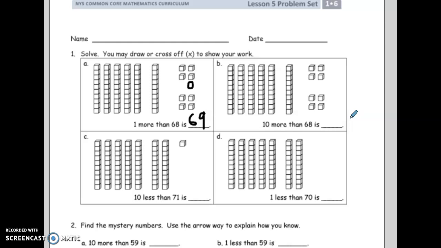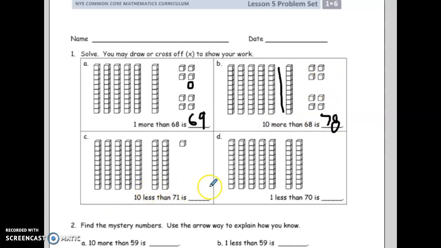All right, let's go ahead to our next one. 10 more than 68 is, okay, so we need to add a 10 stick. And let's go ahead and count our 10s. 10, 20, 30, 40, 50, 60, 70, 71, 72, 73, 74, 75, 76, 77, 78. 10 more than 68 is 78. So the only number that changed in that was in the tens place because we only added tens. We did not add any ones.